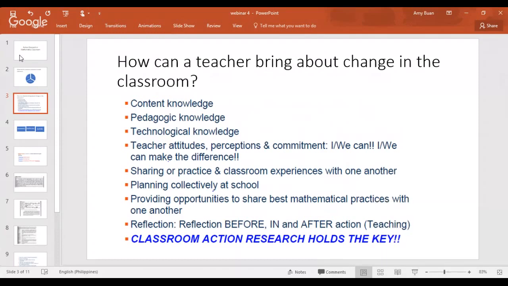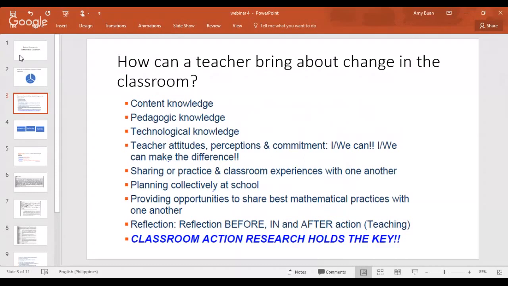So we need to think about the content knowledge, the pedagogical knowledge, the technological knowledge, that is the TPCK, and then what are the attitude, perception of the teacher. And then we should think about sharing community of practice, because most of you have identified that a community could help you on how to improve your practice in your math classroom.